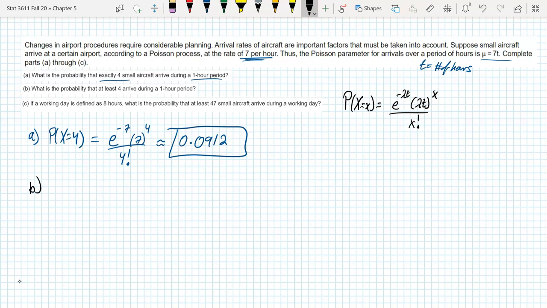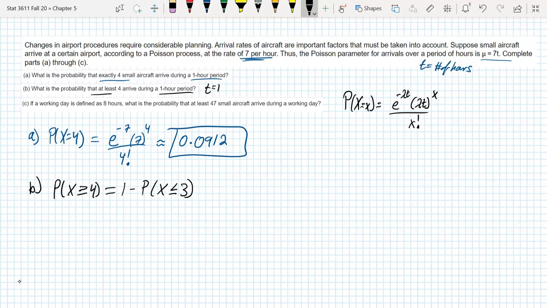Part B, what is the probability that at least 4 arrive during a 1 hour period? It's still a 1 hour period, so t here is still equal to 1. But it's at least 4, so now we're looking at greater than or equal to 4. Since we're looking at a greater than problem, we want to look at the complement here. So we can do 1 minus the probability that x is less than or equal to 3.